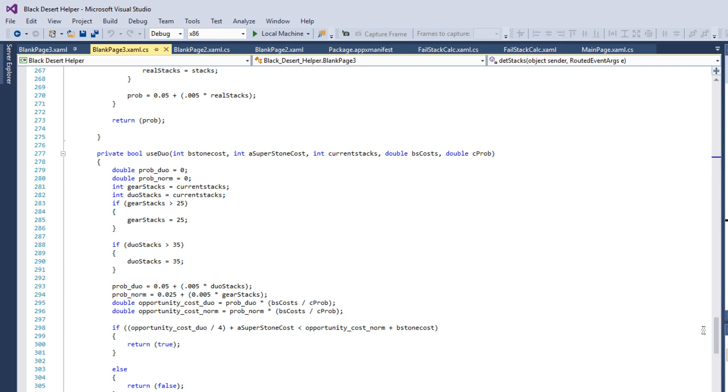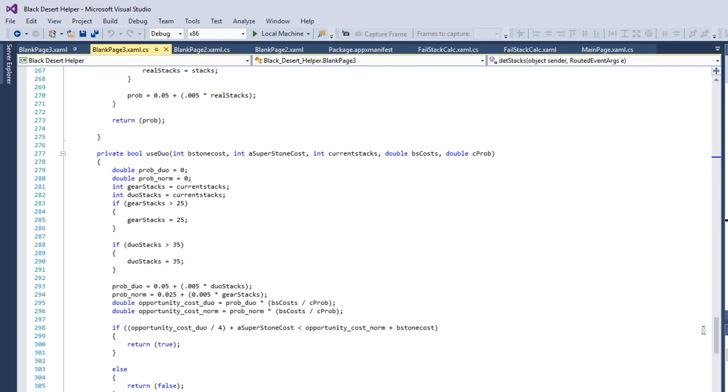So this is the useDuo function. Basically in the useDuo function here, it calculates the probability, and then on top of that it calculates the opportunity cost. And what that basically is, it calculates, okay, if I fail this, what do I lose? You would lose all the fail stacks that you created, and when you think of that, you have to think, okay, how much does that matter? So that's weighed into the calculation, the opportunity cost, as well as the cost of the actual stone to add the fail stack.